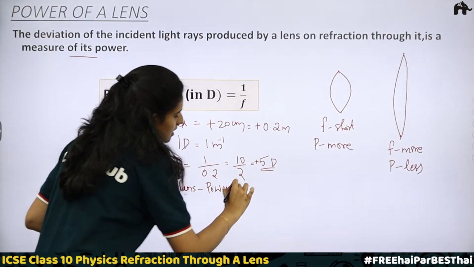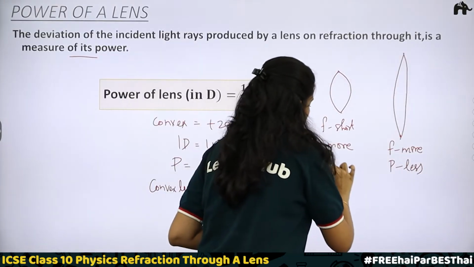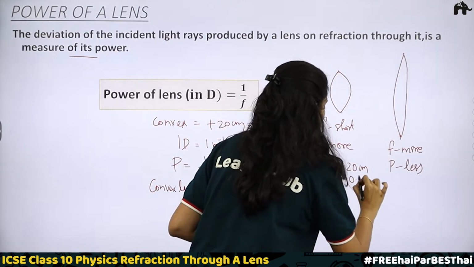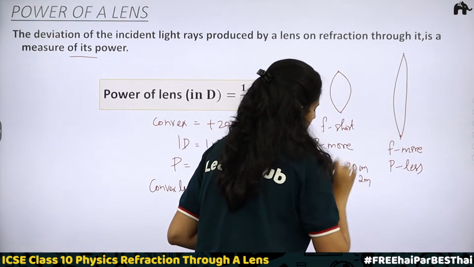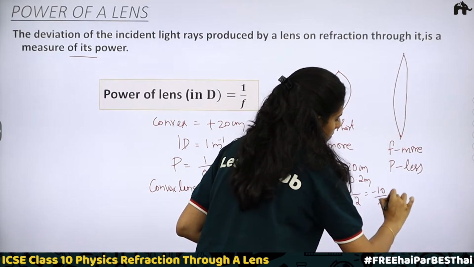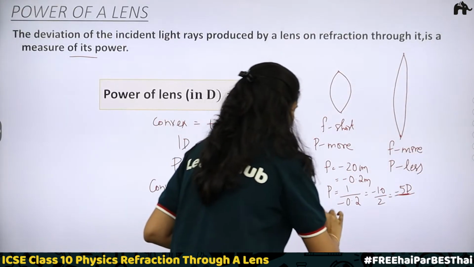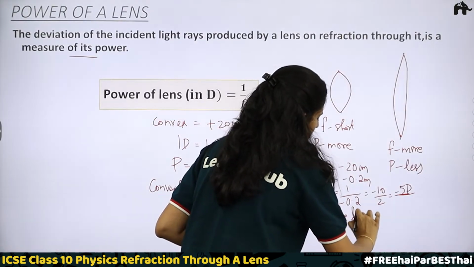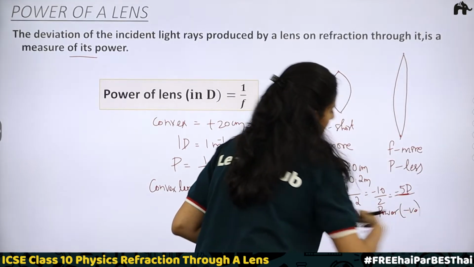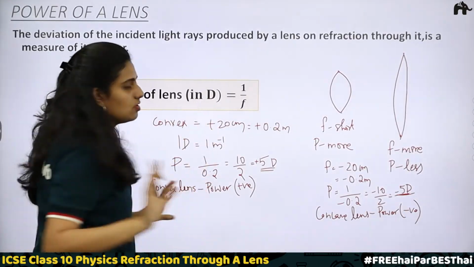Convex lens, power is positive. Now let's take a concave lens whose focal length is minus 20 centimeter, which is equal to minus 0.2 meters. Then the power will be equal to 1 divided by minus 0.2, which is minus 10 divided by 2, minus 5 diopters. So for a concave lens, power will be negative. Why? Because power depends on focal length. If focal length is negative, then power is also negative.